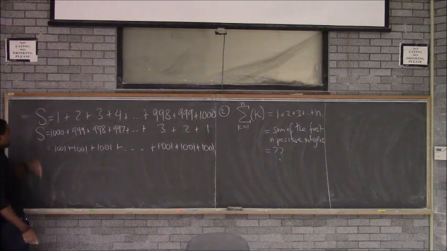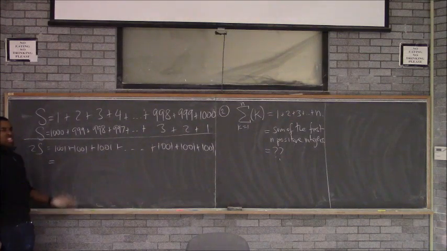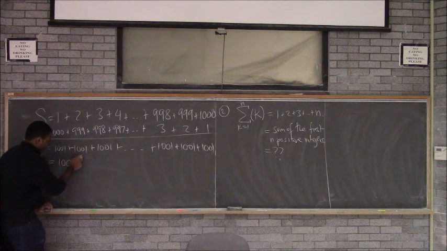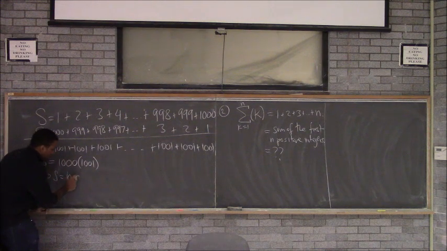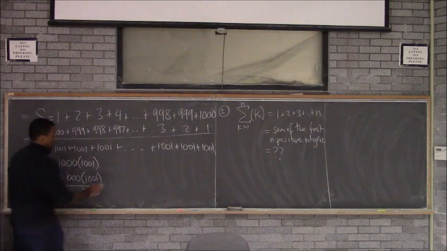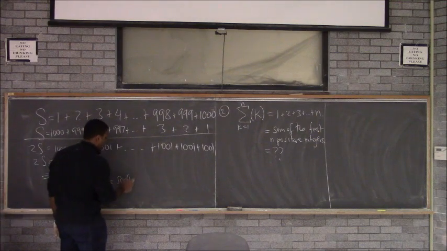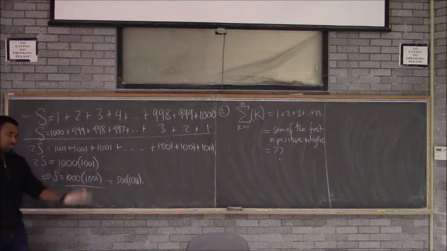Well, 2S, of course. How many 1,001s are there? There are 1,000 of them. And so S must be equal to 1,000 times 1,001 all over 2. That's just 500 times 1,001. You multiply that out, and here's the answer.